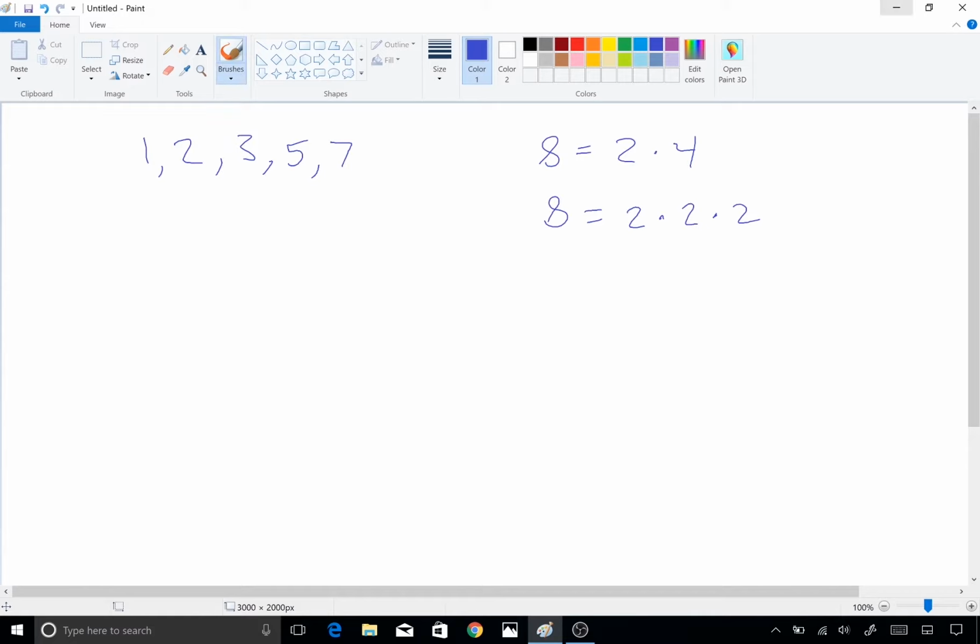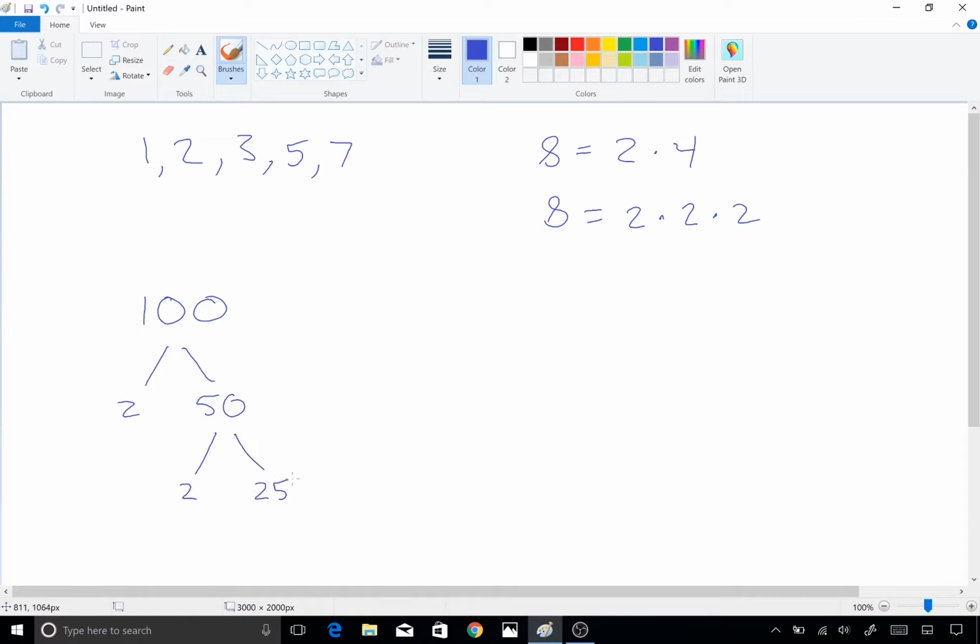So that's the idea here. Every number that's not a prime can be factored into primes. For example, take the number 100. 100 is even, so it's divisible by 2. And that's 2 times 50. 50 is also even, so we'll divide that by 2. And now I get 25.